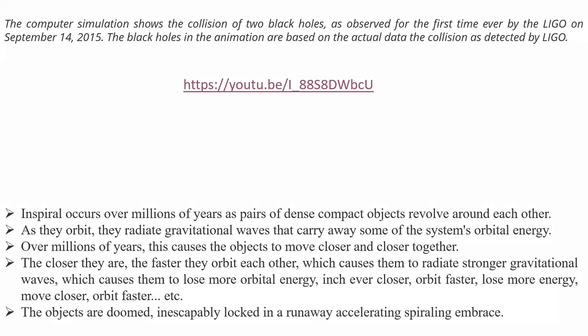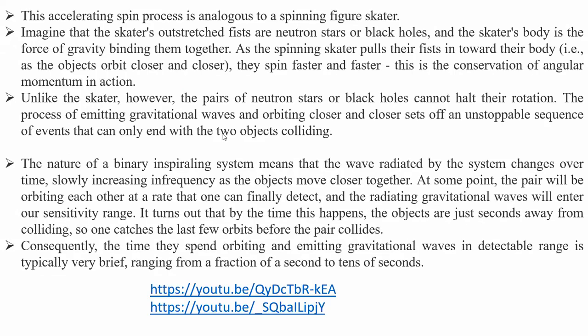In such cases, they come very close, orbit faster, lose more energy, move closer, and again orbit faster. This process goes on until they merge. Finally, the objects are doomed, inescapably locked in a runaway, accelerating spiraling embrace. This accelerating spin process is analogous to that of a spinning figure skater.